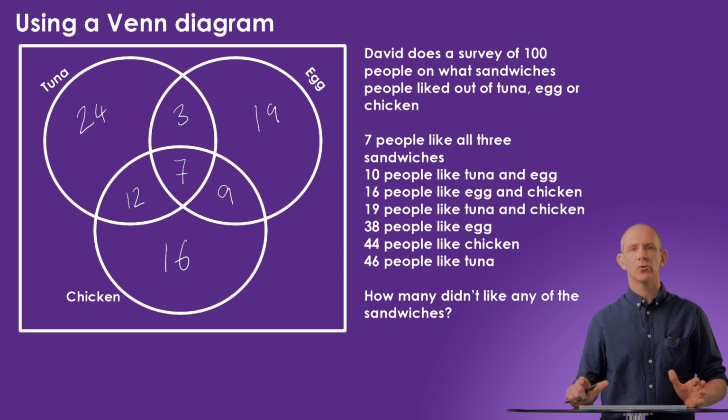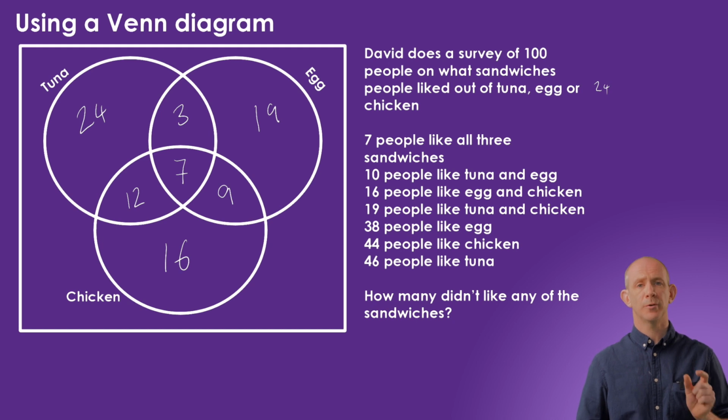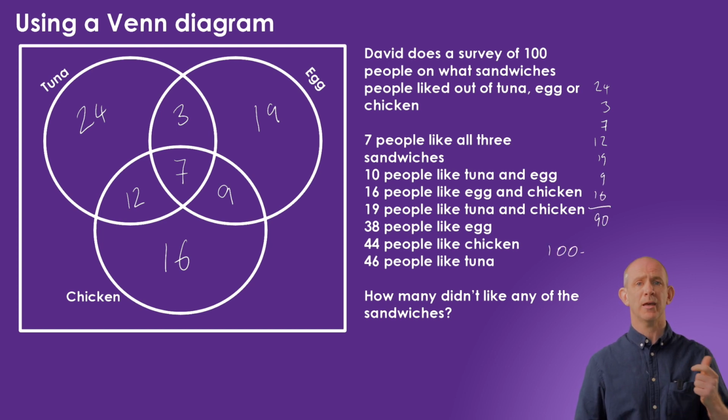Now we need to add all these together to check who we've included and who isn't yet accounted for. When we add 24 plus 3 plus 7 plus 12 plus 19 plus 9 plus 16, it equals 90. So there are 10 people who don't like any of these options. As we are asked how many people didn't like any of the options of the sandwiches given, we can state that the answer is 10 of them.